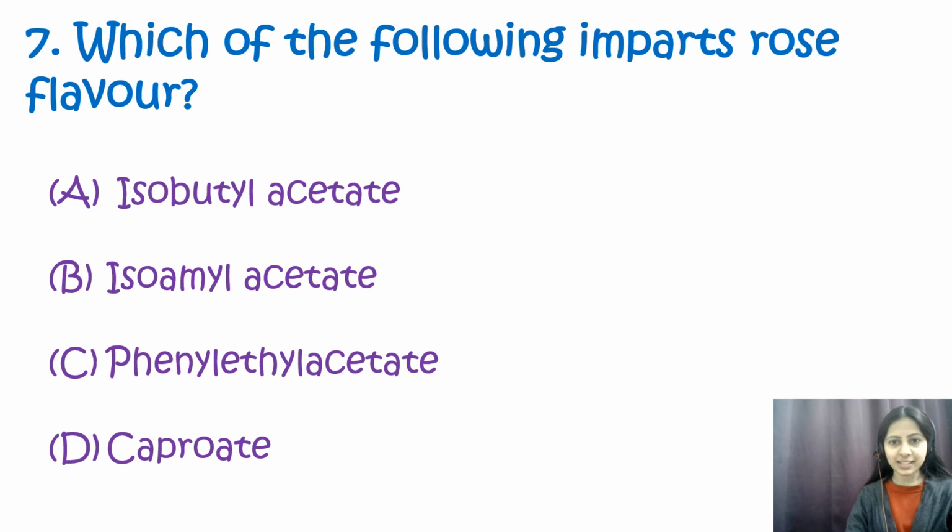Question number 7. Which of the following imparts the rose flavor? Options are isobutyl acetate, isoamyl acetate, phenyl ethyl acetate, and decaproate. So the correct option will be option number C, that is phenyl ethyl acetate.